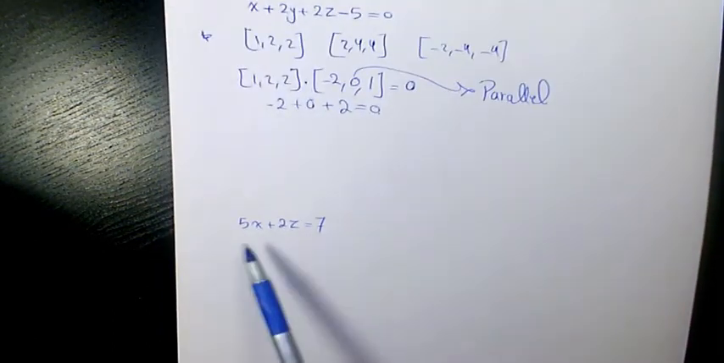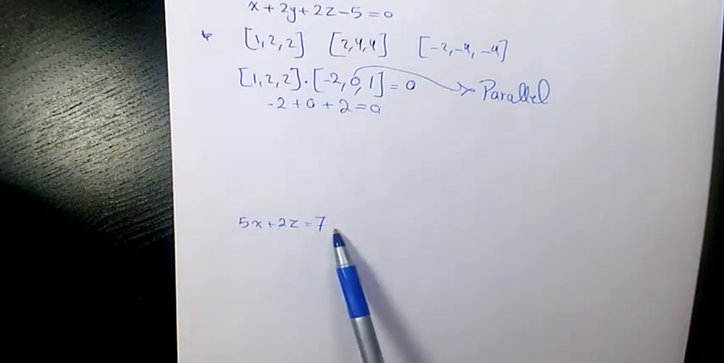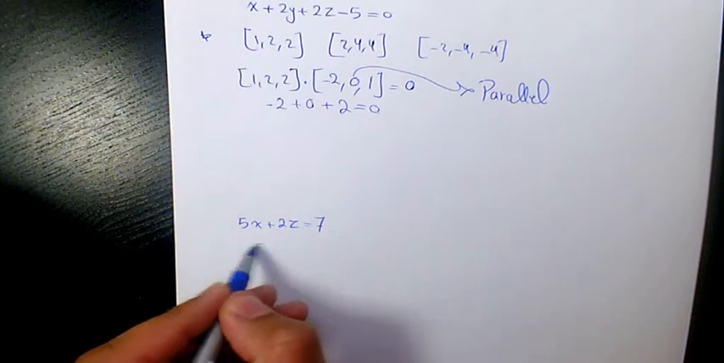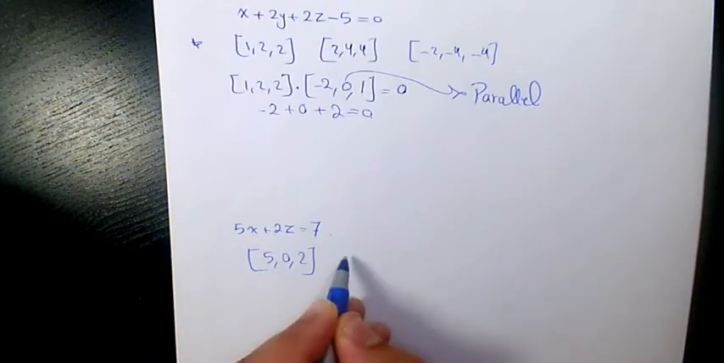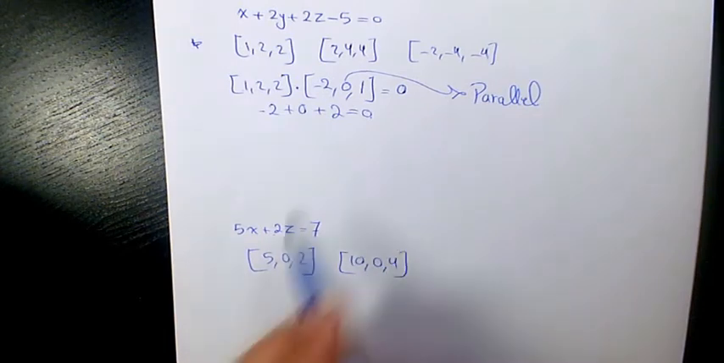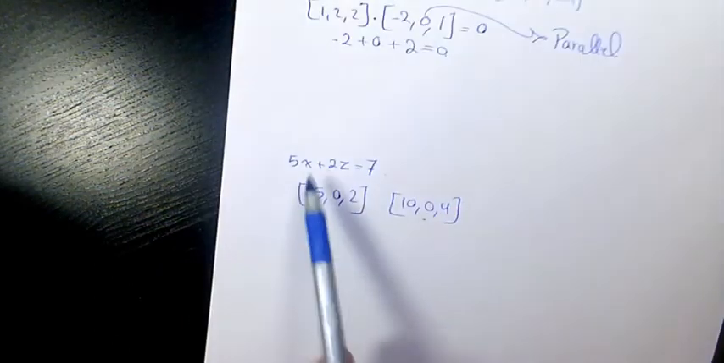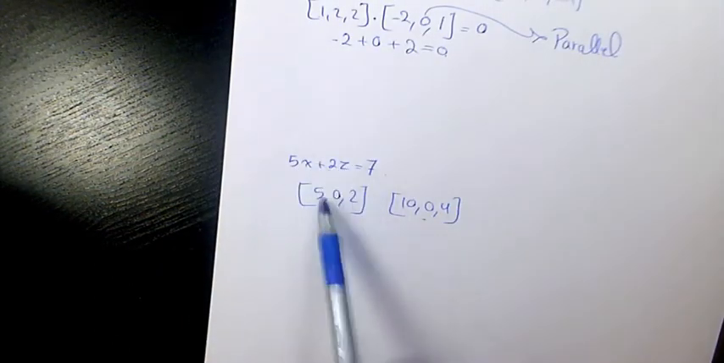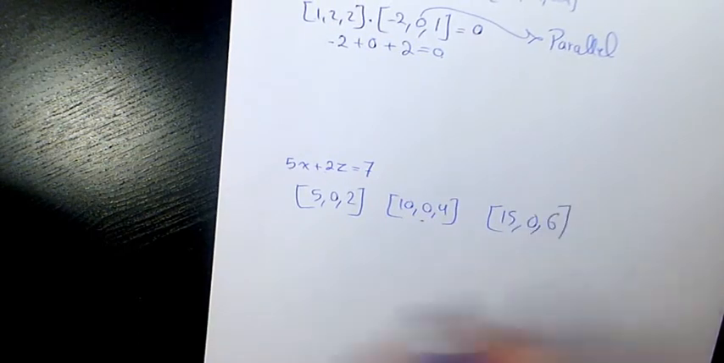Next one, it says 5x plus 2z equals 7. So the normal is going to be 5, 0, and 2. Another one I can write is 10, 0, and 4. These are normal to the plane, which is 5, 0, and 2. If we want to write one more, it's going to be 15, 0, and 6, something like that.